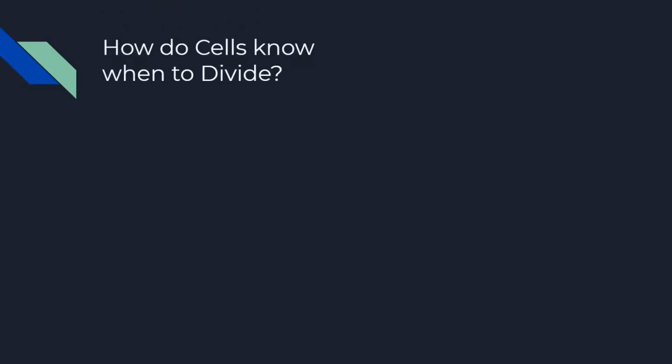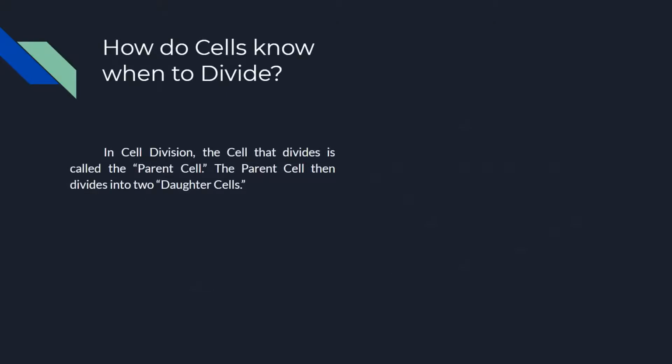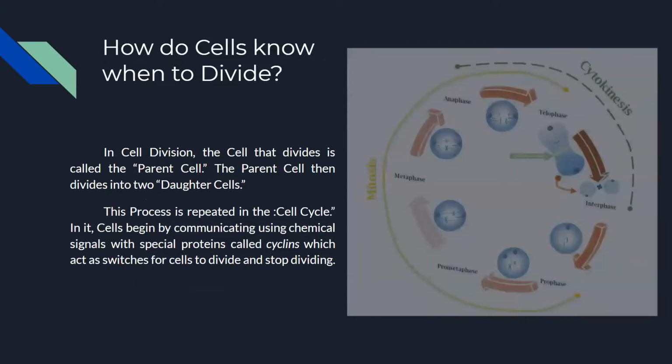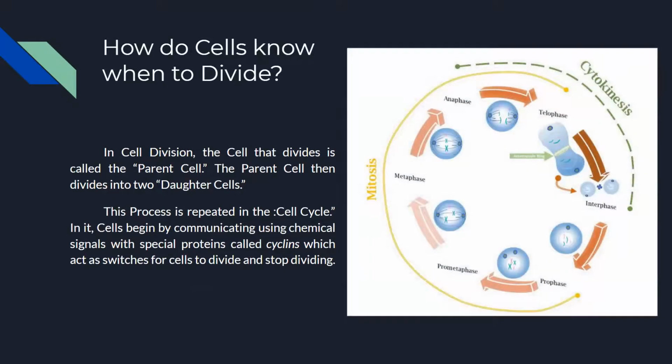How do cells know when to divide? In cell division, the cell that is dividing is called the parent cell. The parent cell divides into two daughter cells, which is the name of a cell being born. The process then repeats in what is called the cell cycle. Cells regulate their division by communicating with each other using chemical signals from special proteins called cyclins. These signals act like switches to tell cells when to start dividing and later when to stop dividing.